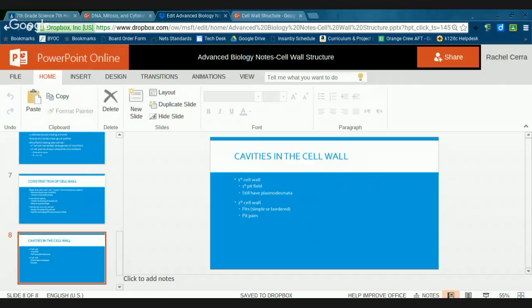The two pits right next to each other are what's called a pit pair. I've labeled that on the far left. So when you've got the two next to each other, that's called a pit pair. You can have a pit pair with simple pits or with bordered pits. But like I said, these are important so that some of the fluids can be exchanged between the two cells.